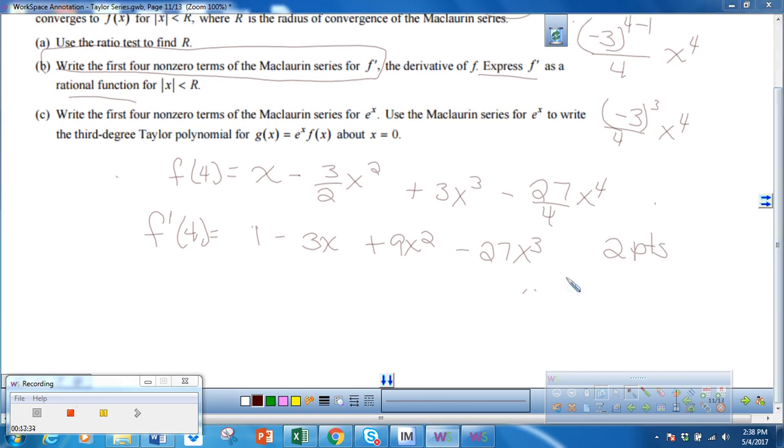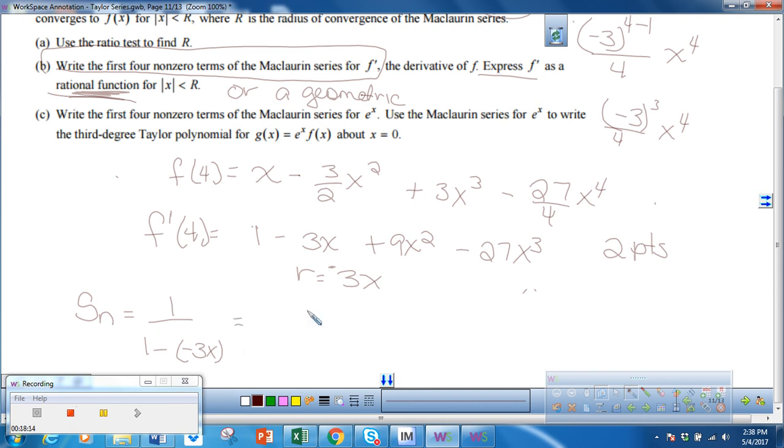Now, they want us to write it as a rational function. Anytime they say write it as a rational function or a geometric, those are the 2 things you need to look for, rational or geometric. We have to look to see what am I multiplying by each time. And what I'm multiplying by each time is -3x. So my r is -3x. This is the r in the geometric series. So to find the sum of this, the initial term a is 1, over 1 minus -3x.